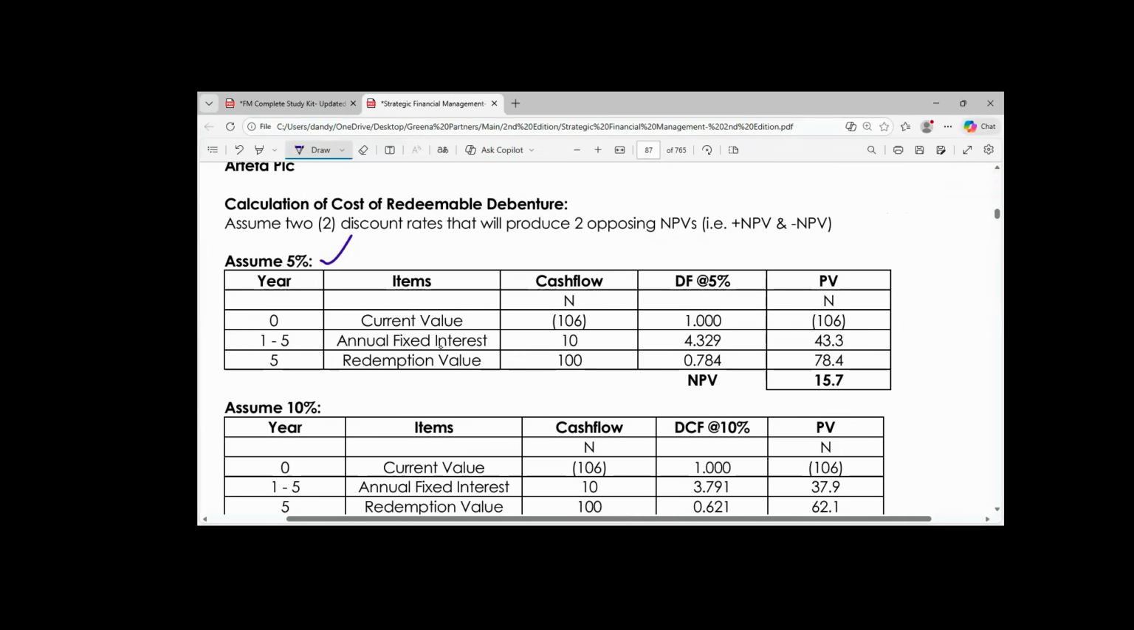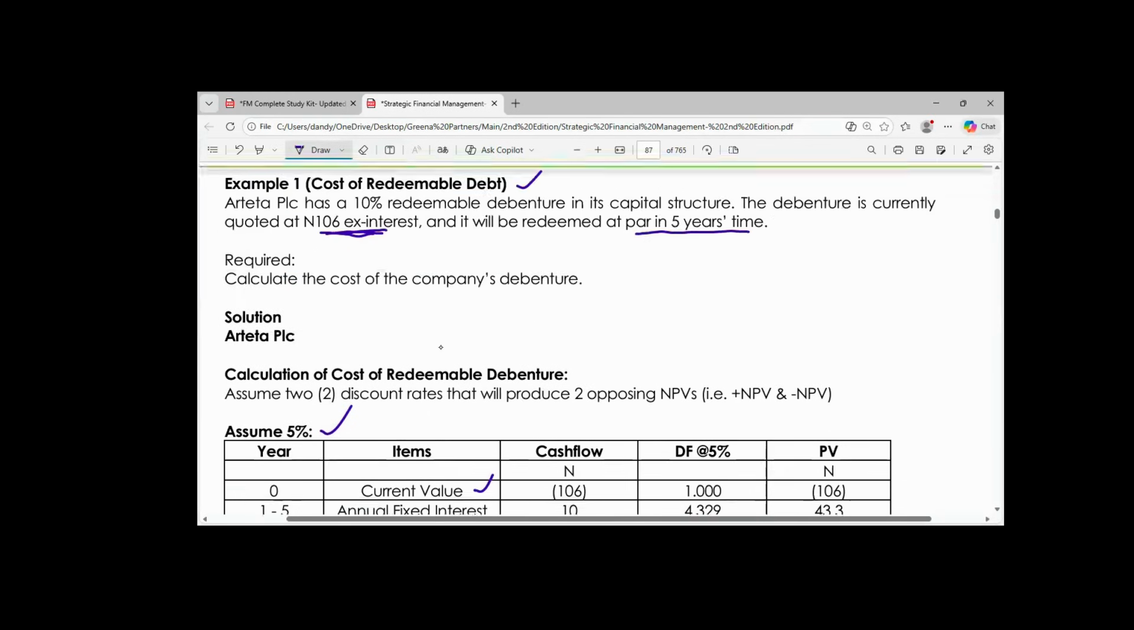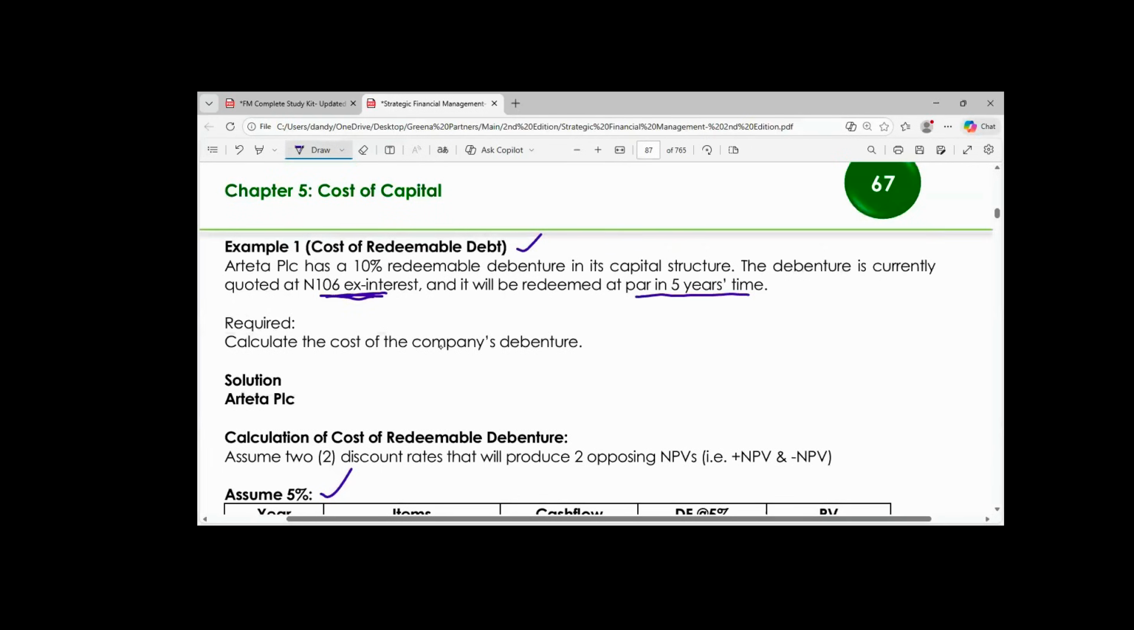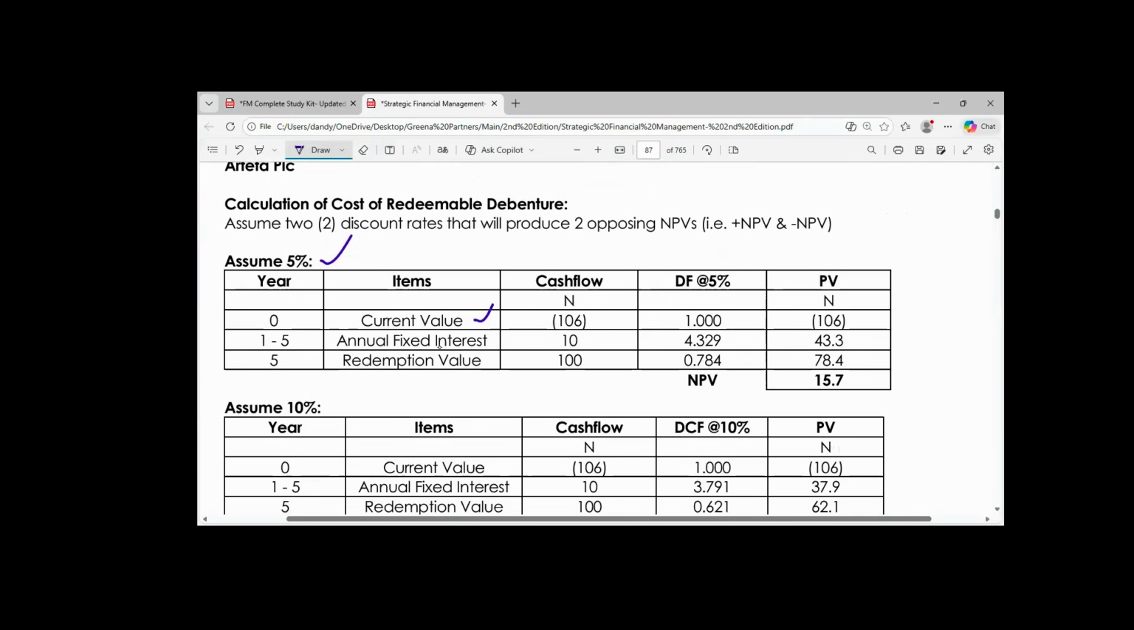So I will go to the question. First things first, I will design my table to calculate the NPV. The first item will be the current market value of the debenture. The current market value of the debenture will represent the quoted market price. In this question, the quoted market price is 106 naira. And because debenture interest has been paid, I don't need to make any adjustments. And that's why you are seeing the 106 here.